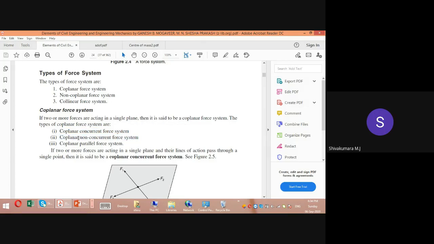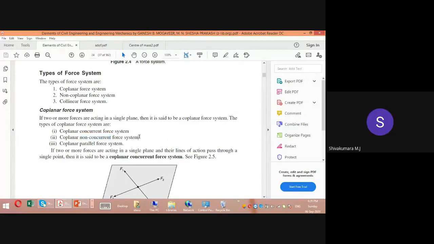Jai Surya, what does coplanar mean? Sir, forces are acting in the same plane. Same plane. Pranati, what does non-concurrent mean? They are not in the same direction, sir. Not in the same direction, not meeting at one single point.